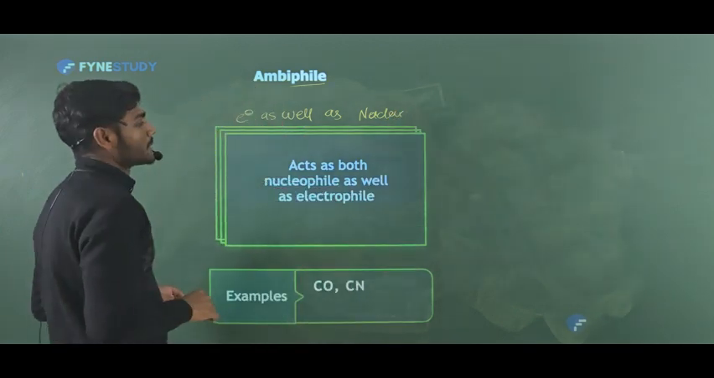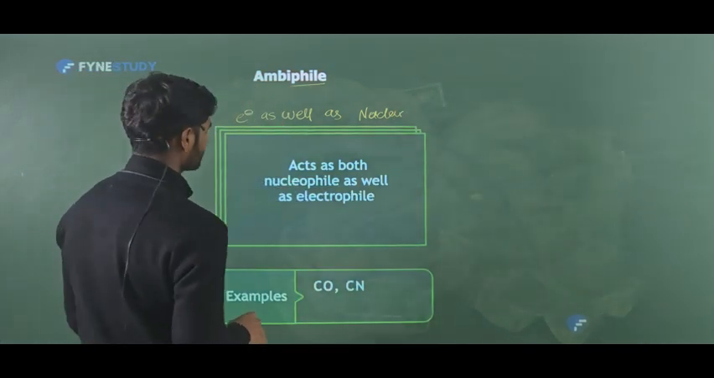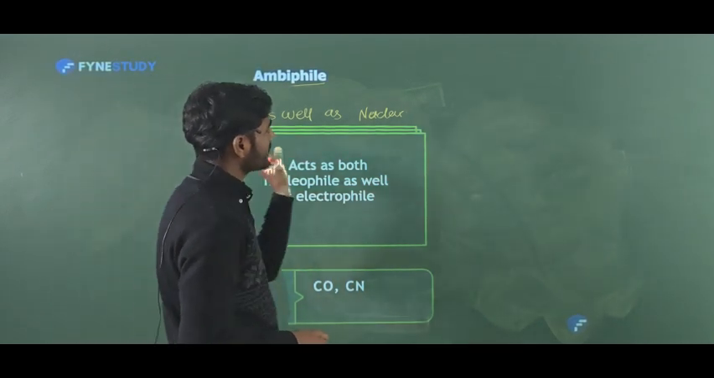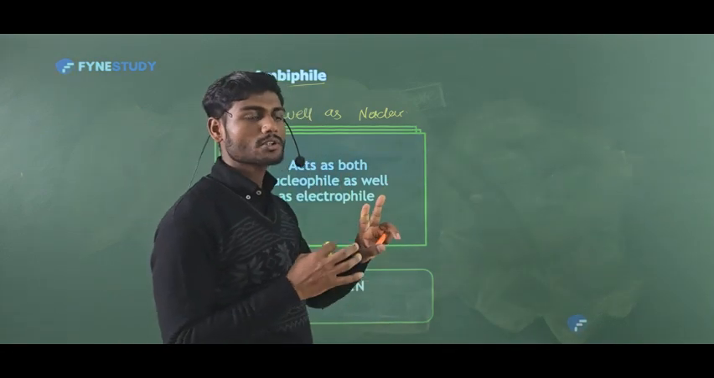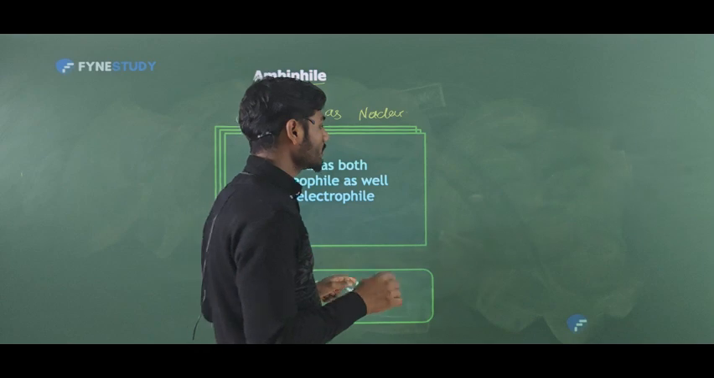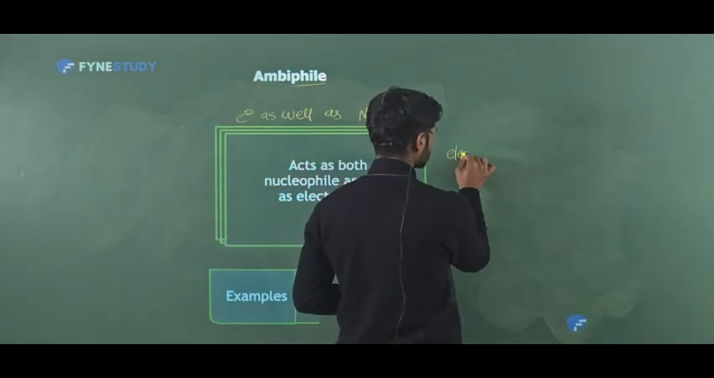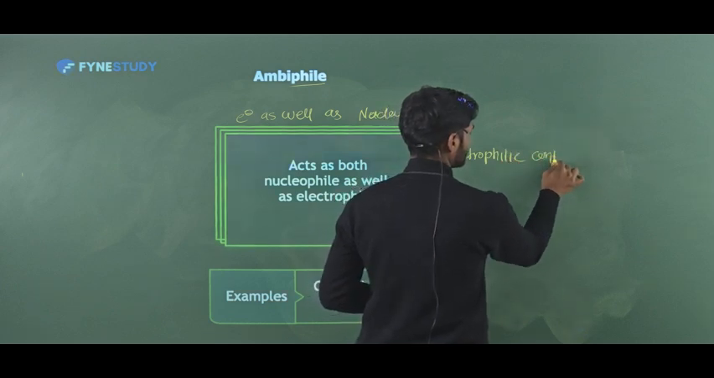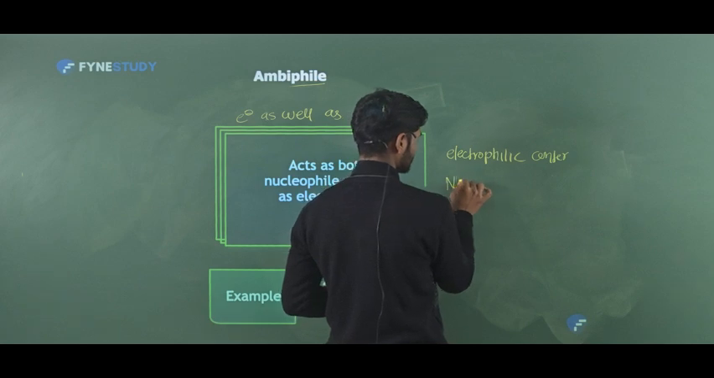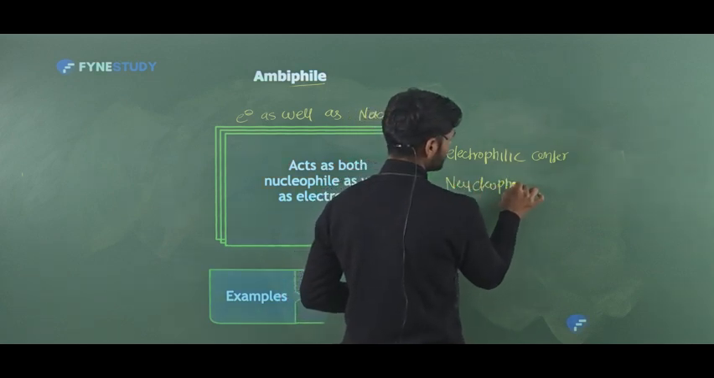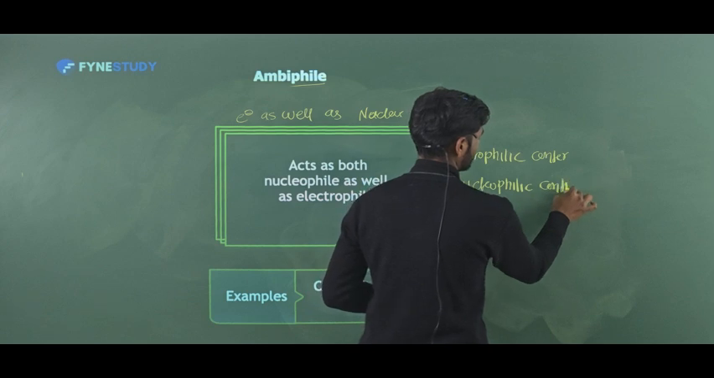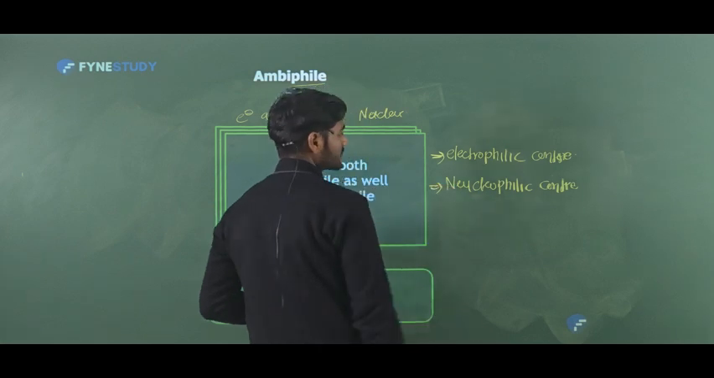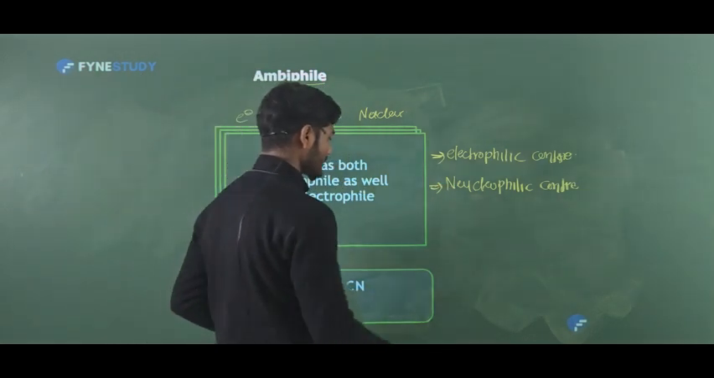It means a species will have 2 atoms or 2 kinds of centers. One will be an electrophilic center, and another will be a nucleophilic center. What is an electrophilic center and a nucleophilic center? Let's take an example of CO.